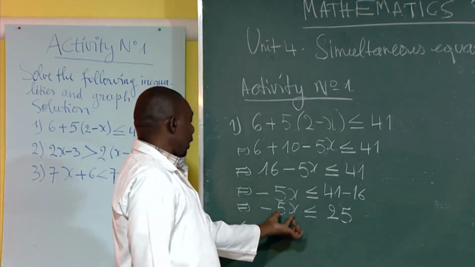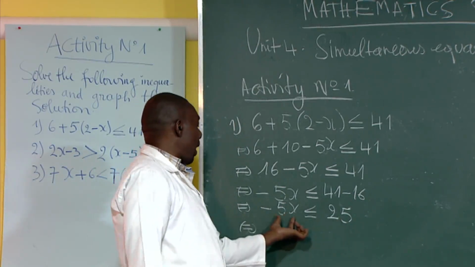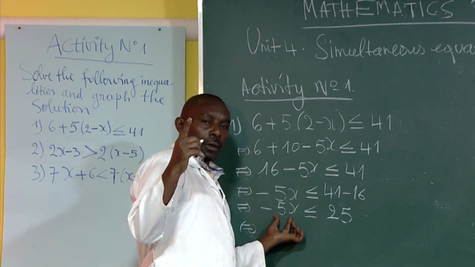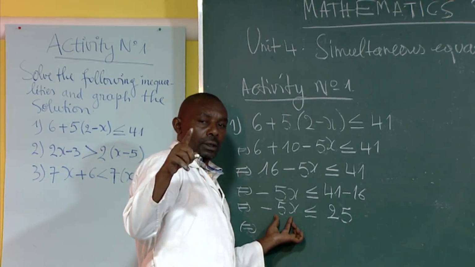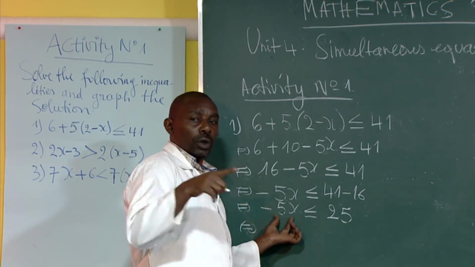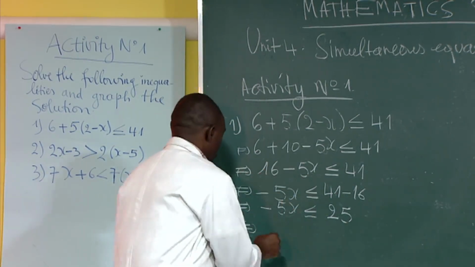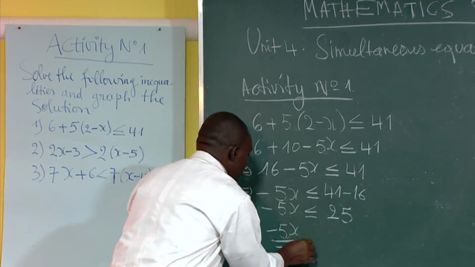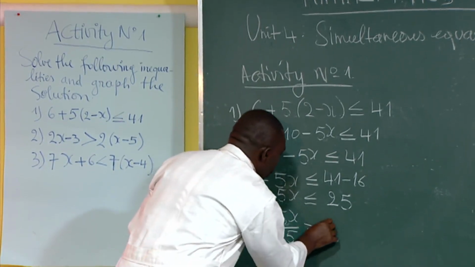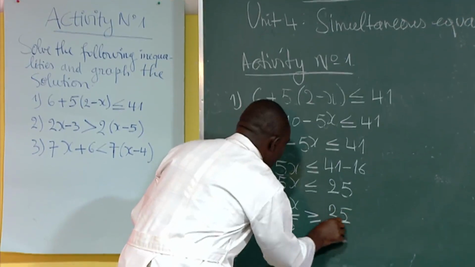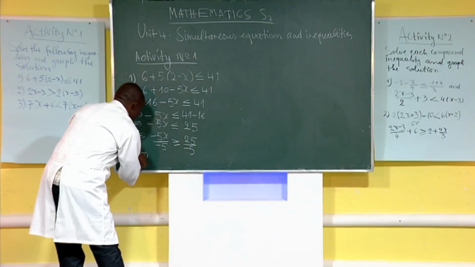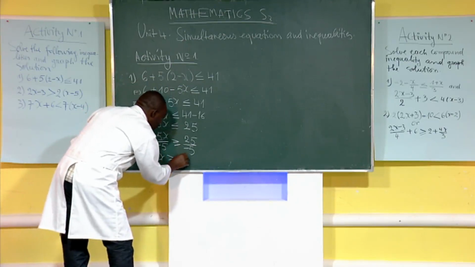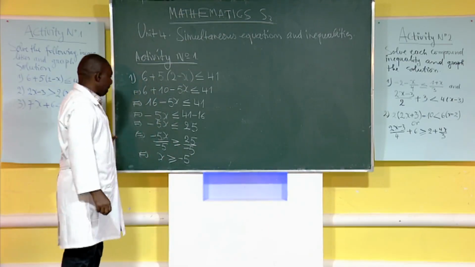Then, to get the value of x, we are going to divide both sides by minus 5. And you know when you divide by a negative number, both sides of the inequality, we have to reverse the inequality. So we'll be having minus 5x divided by minus 5, which will be greater than or equal to 25 divided by minus 5. We'll be having x, which is greater than or equal to minus 5.